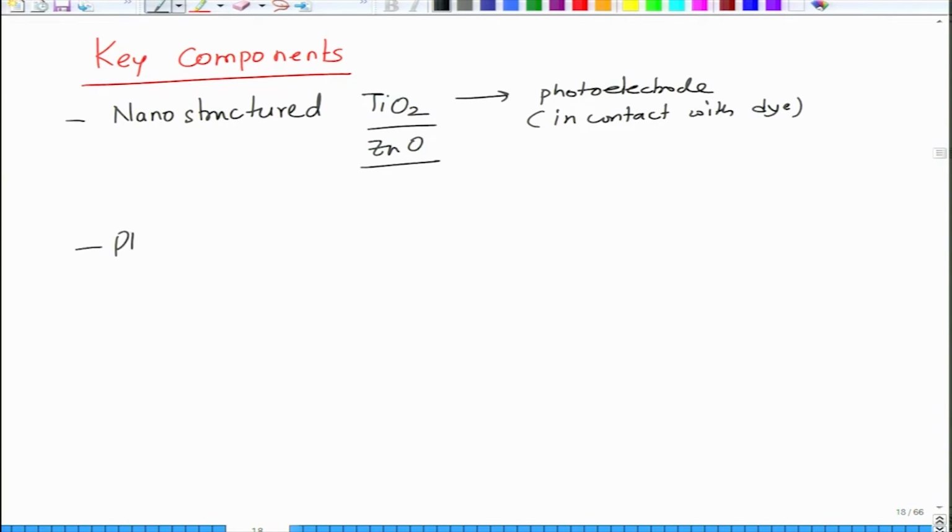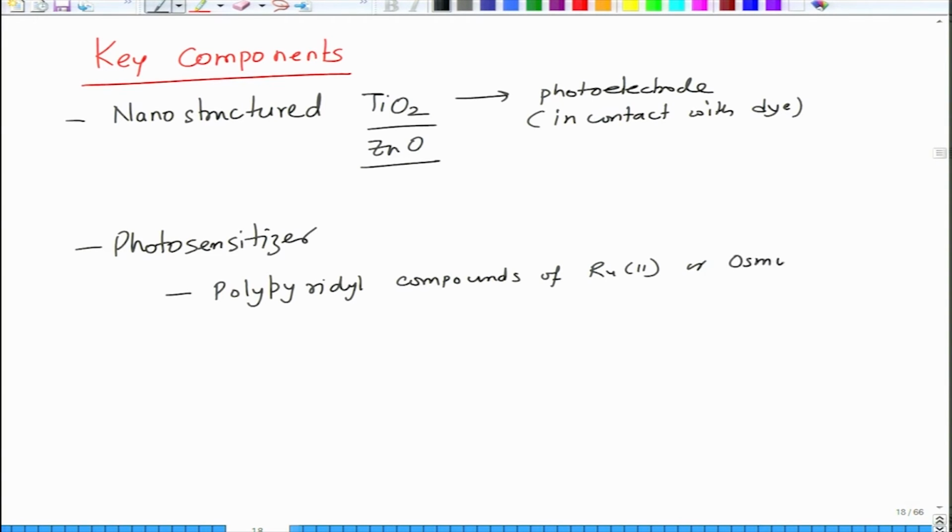Then we have the photosensitizer. This photosensitizer, for example, could be polypyridyl compounds of ruthenium or osmium. So it is one of these two materials. Basically the dyes are ruthenium based. In most cases they are ruthenium based dyes. Ruthenium based dyes have good photosensitivity as compared to other dyes.